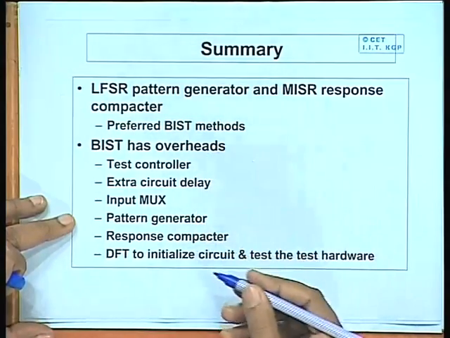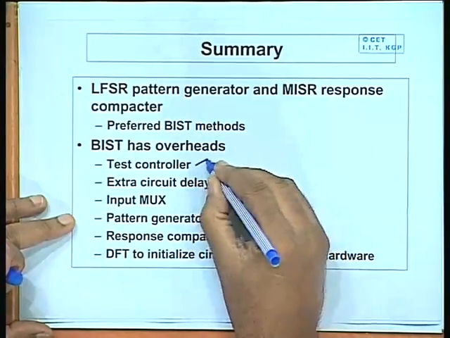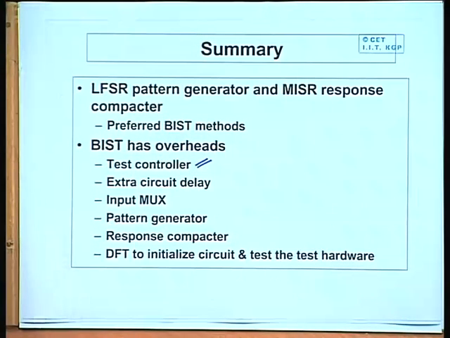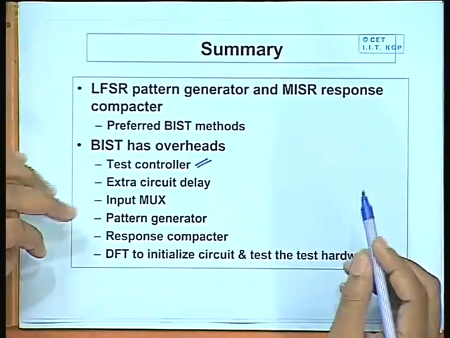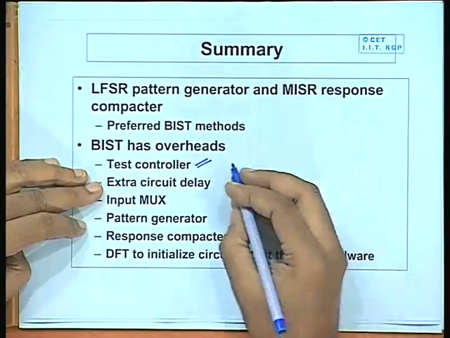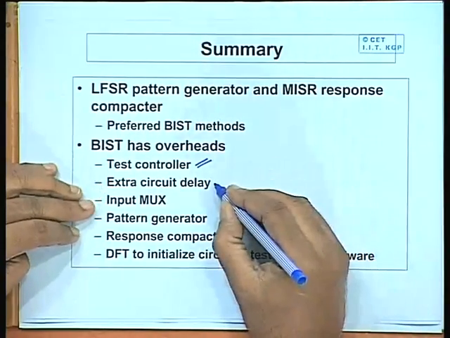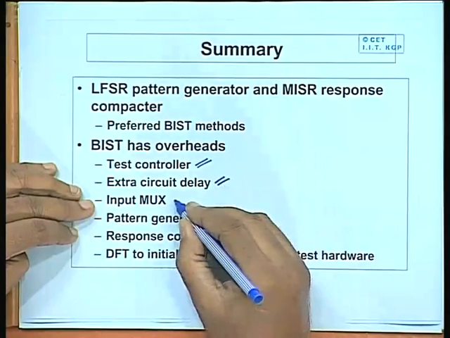Well, the more complex your architecture is, the more complex will be your test controller, because it is the responsibility of the test controller to control the different BIST subsystems, response compactor, pattern generator, who will be activated when, and when we will be comparing the response. So, everything has to be controlled by that controller, which is actually an FSM, it is actually a finite state machine. And since you are introducing some extra gates and multiplexers in the critical paths, your circuit delays will increase. Of course, input muxes are there.